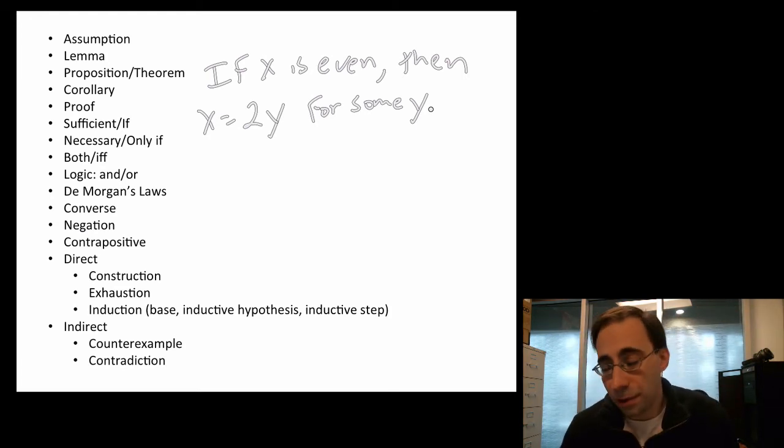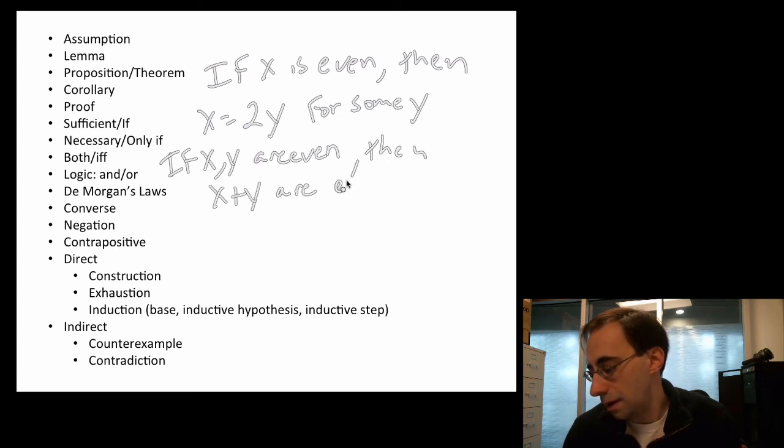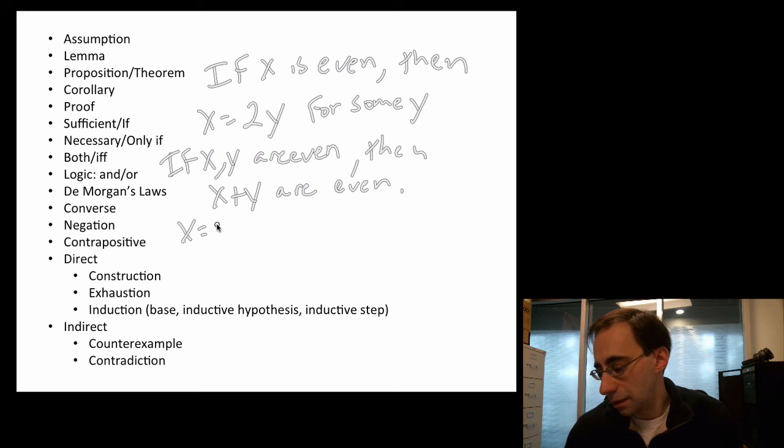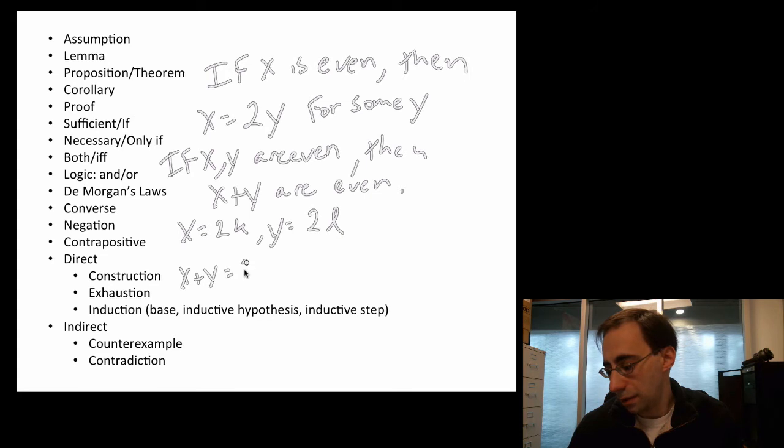Well, let's say x and y are both even. So we want to show that if x, y are even, then x plus y is even. This is common for a first proof. How do we do that? Well, let's write x equals 2k and y equals 2l. We can do that because they're both even. Then x plus y equals 2k plus 2l.